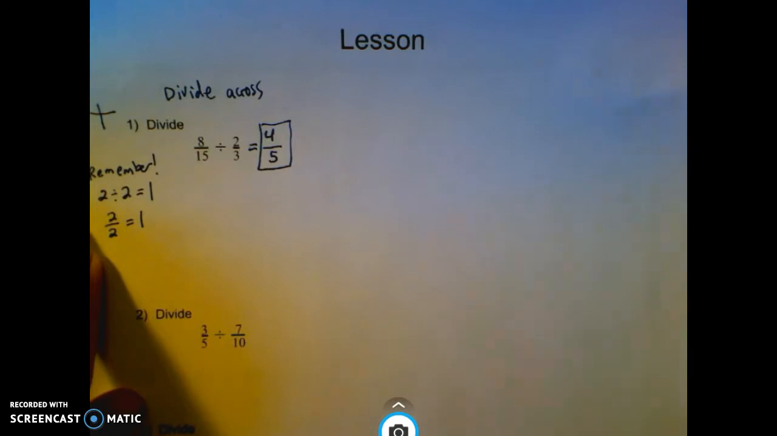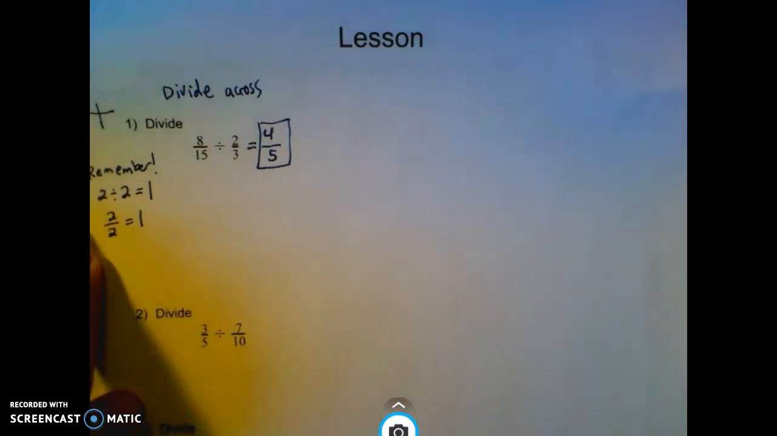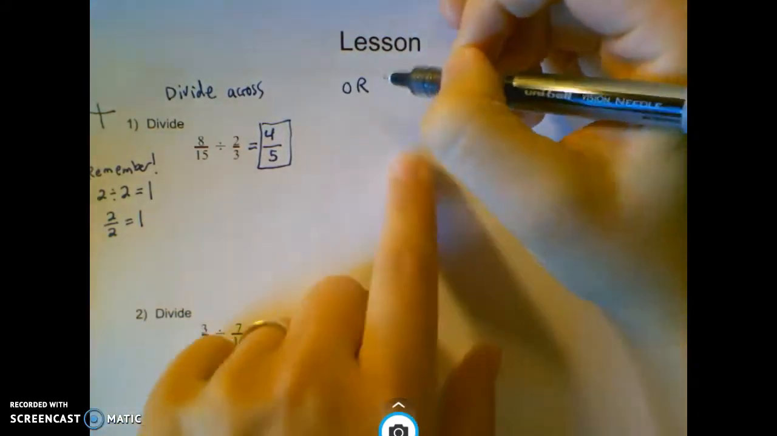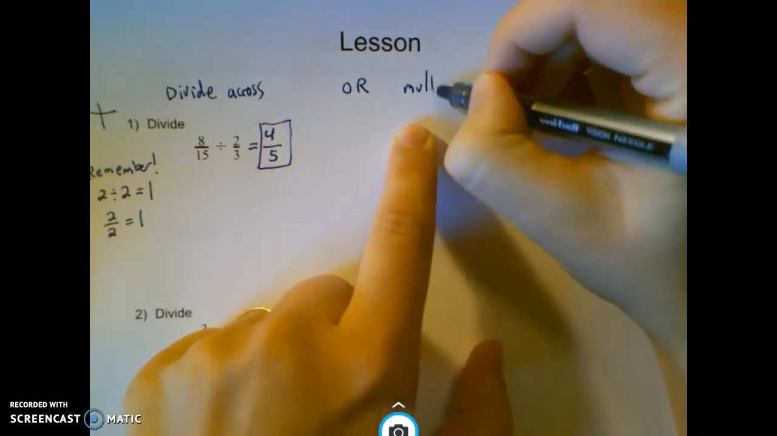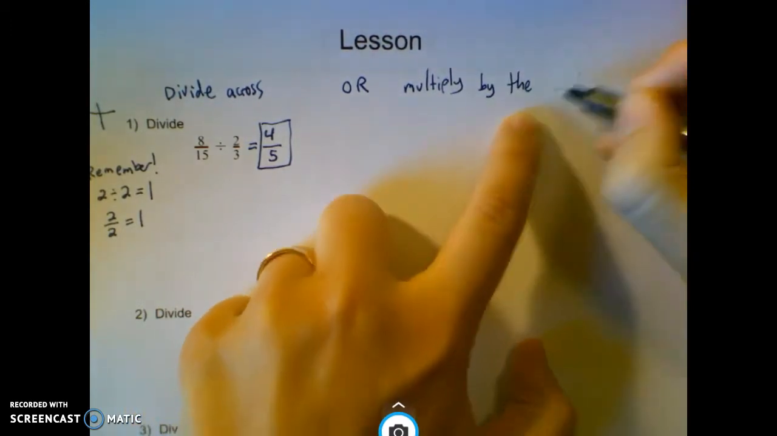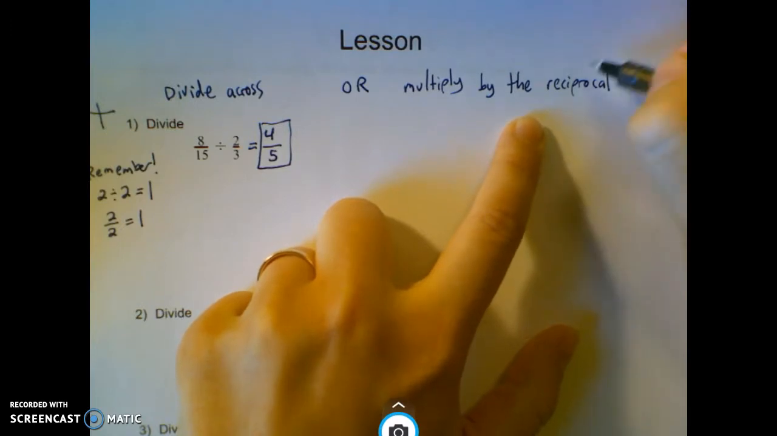Or not, because right down here, 3 divided by 7, 7 isn't something that goes into 3 an even number of times. So this is why what you learned in 6th grade was that there was another way to think about it. We can either divide across or multiply by what's called the reciprocal. And remember, the reciprocal is just the flipped over fraction.